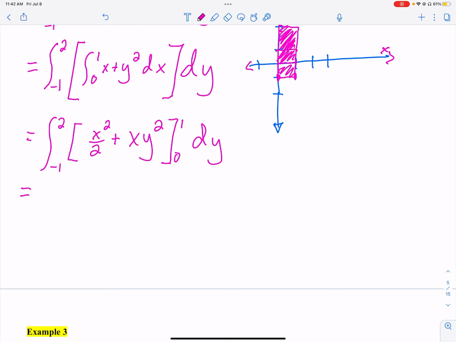So that's just right there in the middle of that integral. I just have to evaluate the integral. So I plug the 1 in.